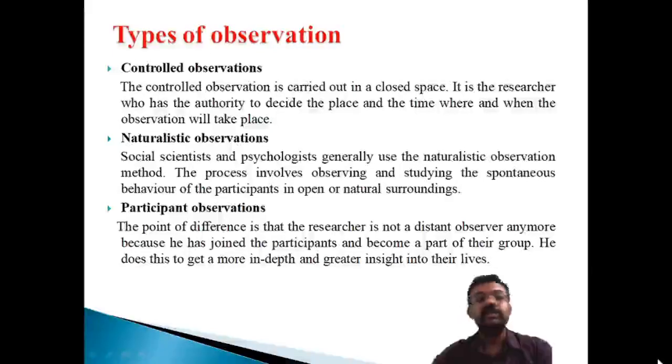Okay, so that is the first important type, the controlled observation. And the second one is naturalistic observation. Does it happen naturally? Social scientists and psychologists generally use the naturalistic observation method. It is the process of observing and studying the spontaneous behavior of the participants in open and natural surroundings.